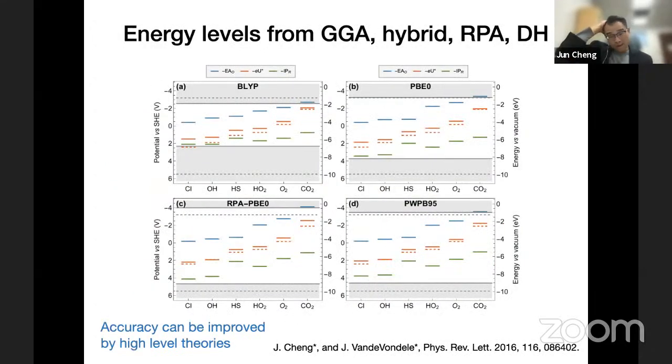Just to point out that we can always use a higher level of theory to improve the accuracy. Of course, it is a matter of compromise between accuracy and efficiency, right? We can use a double hybrid functional and also the random phase approximation. That certainly can improve the accuracy, but it's just very expensive.